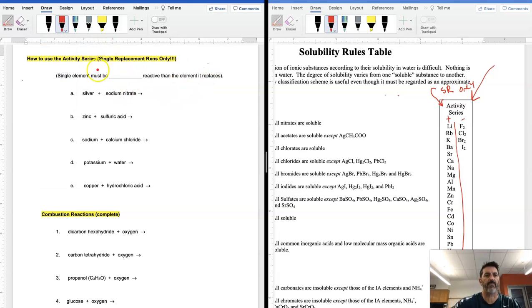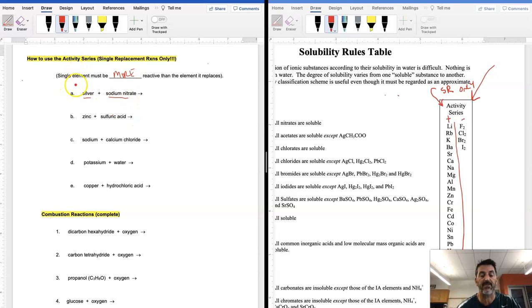So this is only for single replacement reactions. In single replacement, remember we have an element and we have a compound. That's how I know it's single replacement. So this element right here is always going to try and switch places with something. And it just depends on whether it's positive or negative. If you remember, the element, let's say it's positive, it's going to switch with something else that's positive. So similar charges switch places. If my element was negative, then it's going to try and switch places with the negative part of the compound. So the single element must be more reactive than the element it's trying to replace.